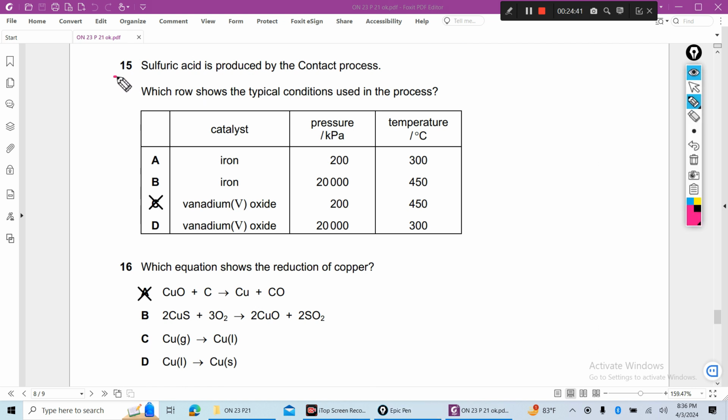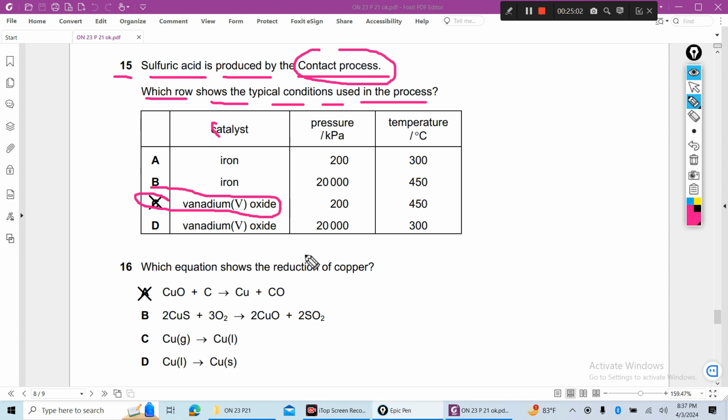Next, 15. Sulfuric acid is produced by the contact process. Which row shows the typical conditions used in this process? You know, the manufacture of sulfuric acid process name is the contact process. In this process, the catalyst used is vanadium(V) oxide, V2O5, pressure 2 atm or 200 kilopascal, and 450 degrees centigrade temperature. C is the correct answer.